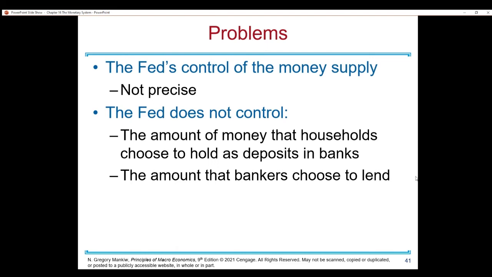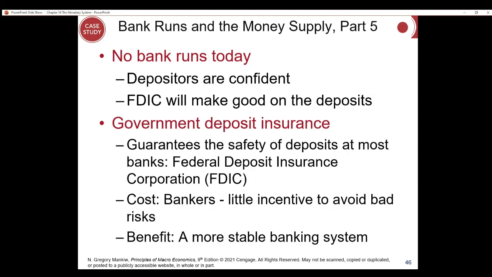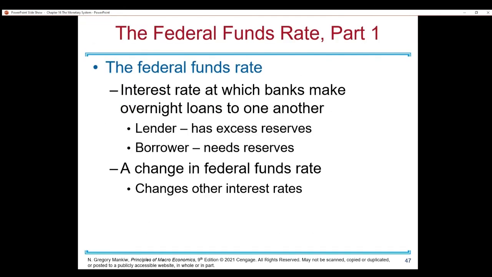And then the very last thing we need to talk about is the federal funds rate. The federal funds rate is the interest rate at which banks make overnight loans to one another. Now, if one bank is short on reserves and another one has excess reserves, the second bank can lend some to the first. These loans are usually temporary and only last a night or so, maybe a day. This price, the rate of interest that they charge, is called the federal funds rate.